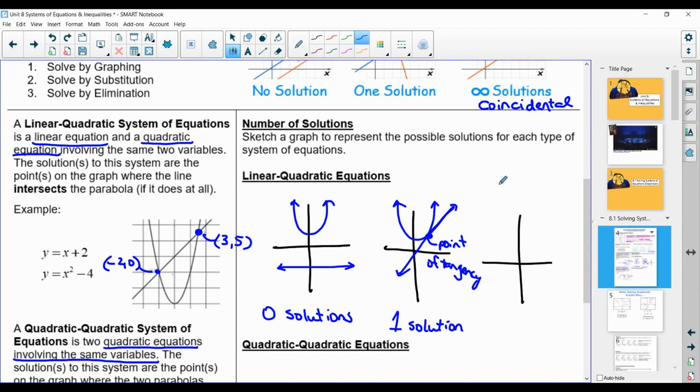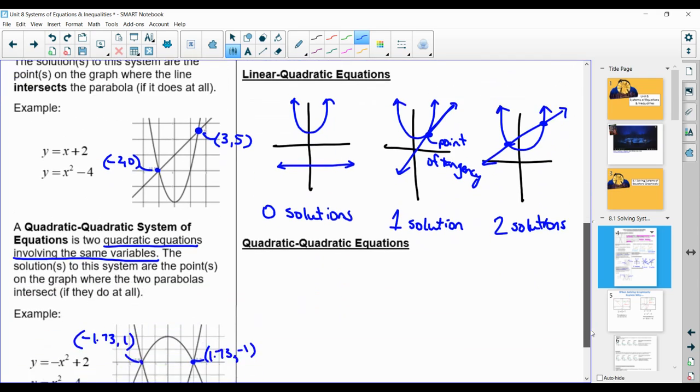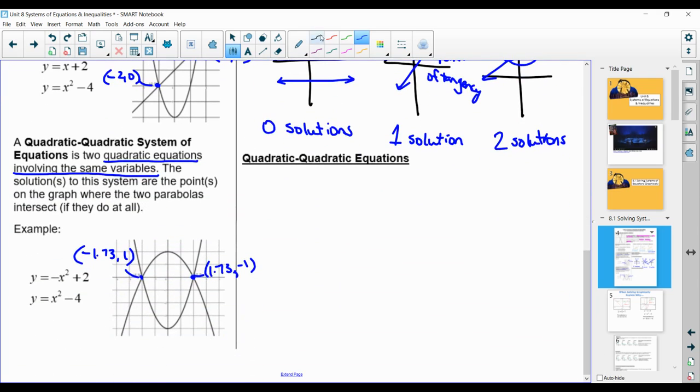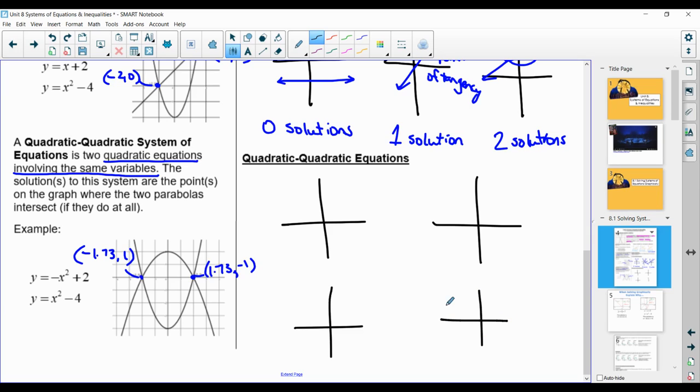And our last possibility is that we have our parabola and our line crosses it in two different spots. And so in this case, we would have two solutions. Now, when it comes to quadratic-quadratic equations, we actually have 4 scenarios. So the first possibility is that we have no solution.